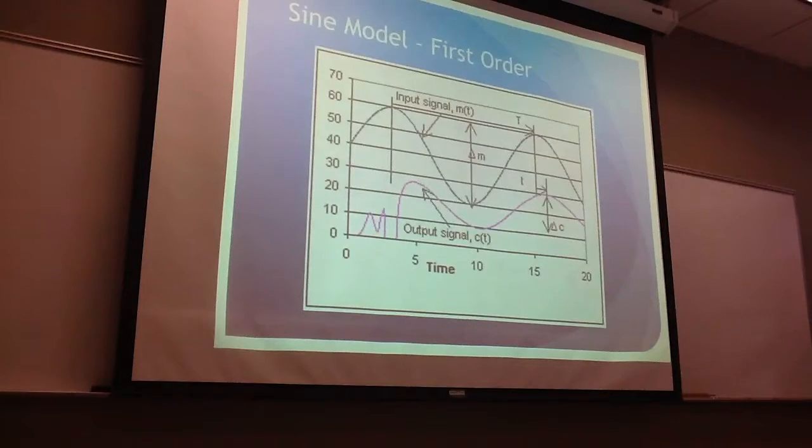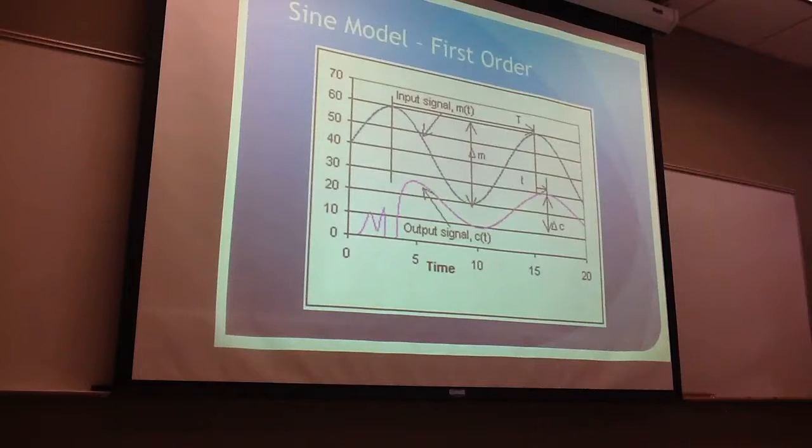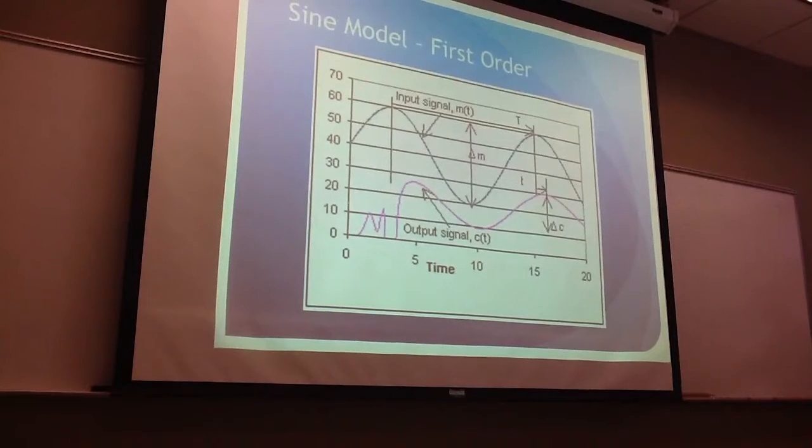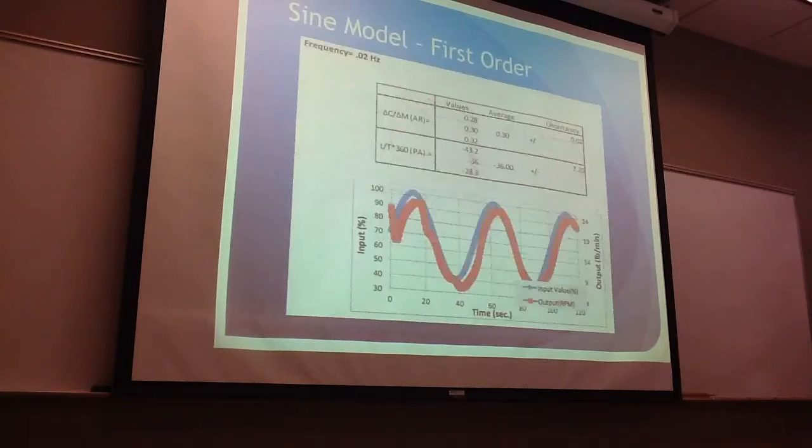Here's a sine model, first order, that we've all been working on. This is the example that we use in order to find our actual experimental data. As you can see, the input signal is the blue line, the output is the red. This is what you should get for our experiment for our sinusoidal line.